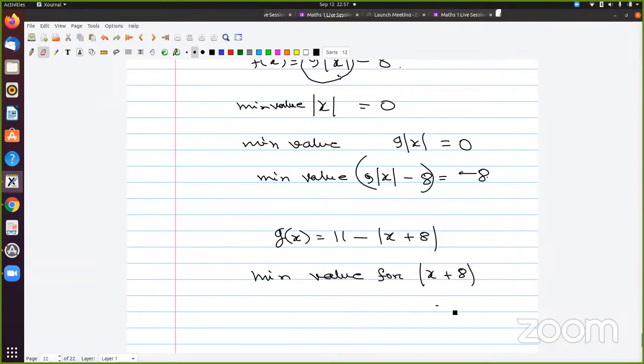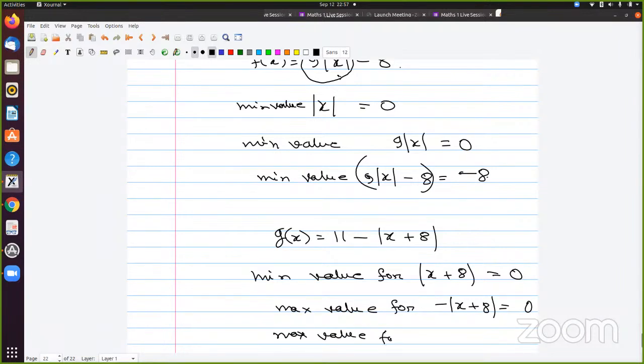So the minimum value of the mod, whatever mod we are getting, is 0. Right? So this is the minimum value. Now this portion has the minimum value, so minus of that will give me the maximum value, right? The maximum value of this portion is 0, right? Yes, sir.